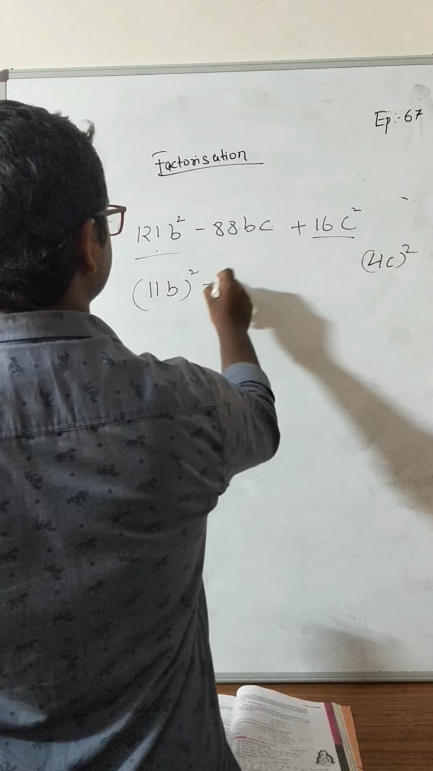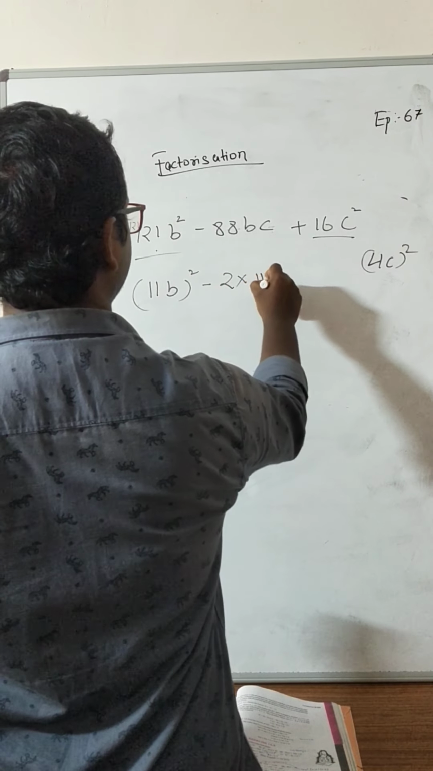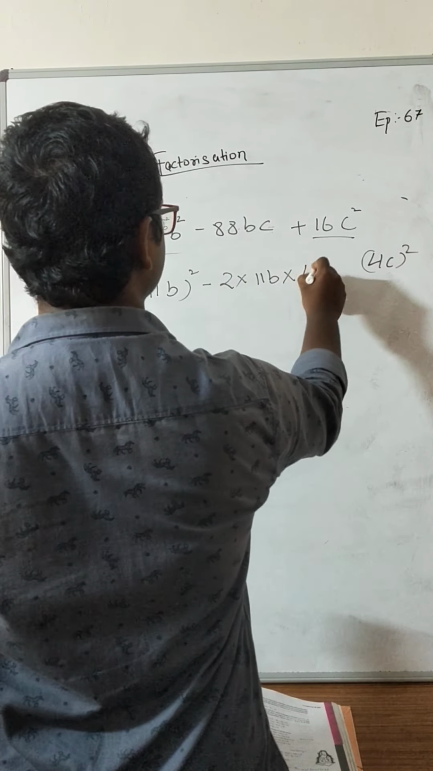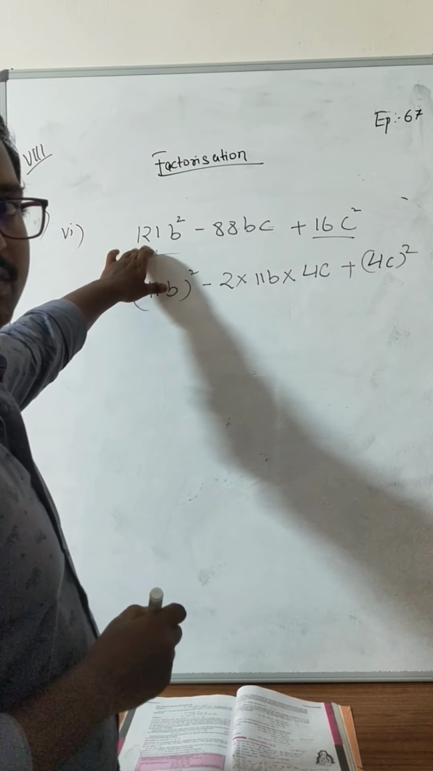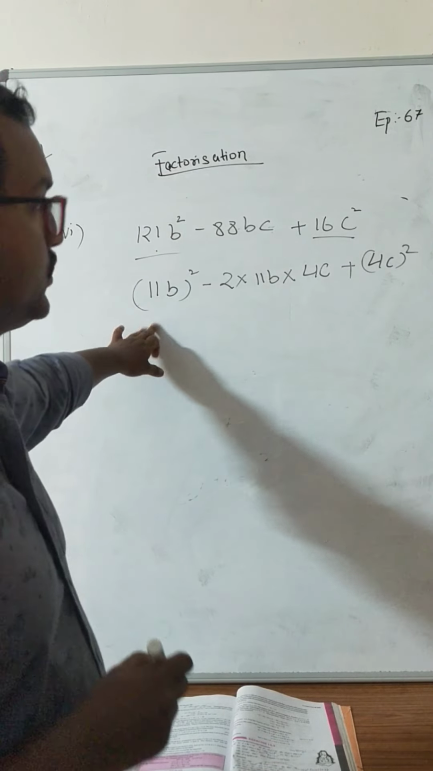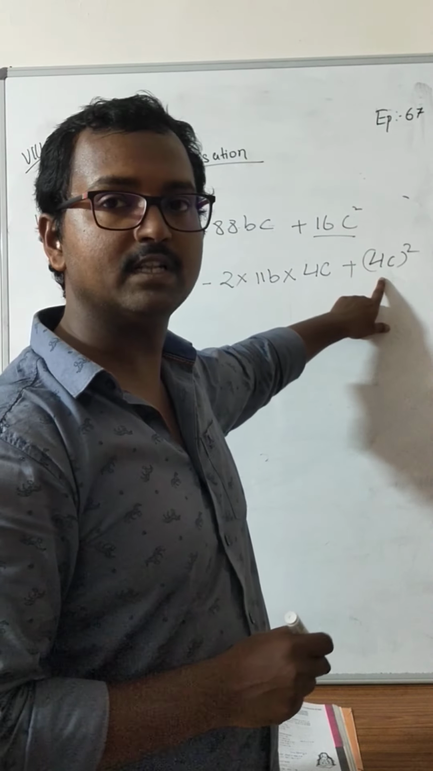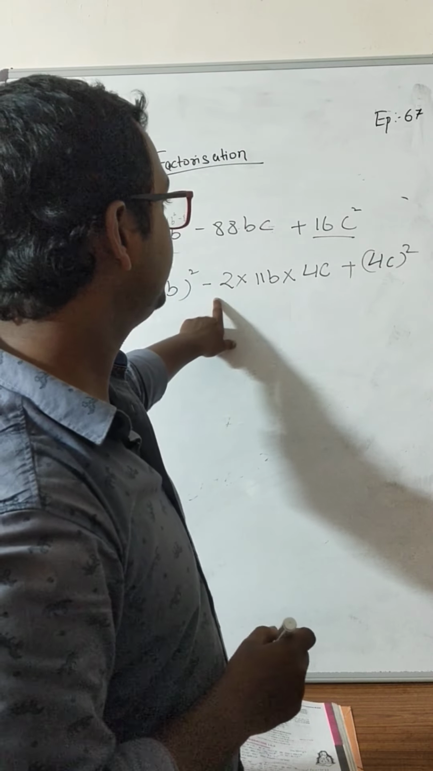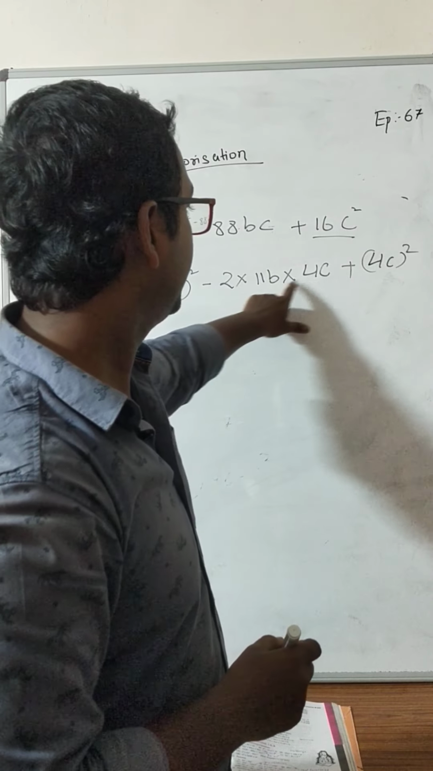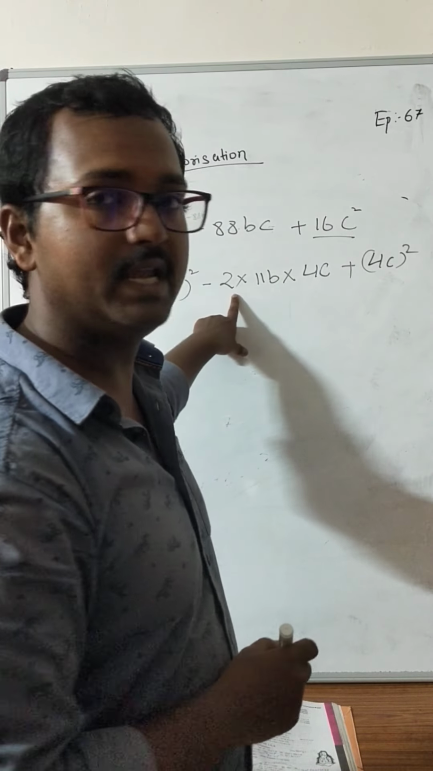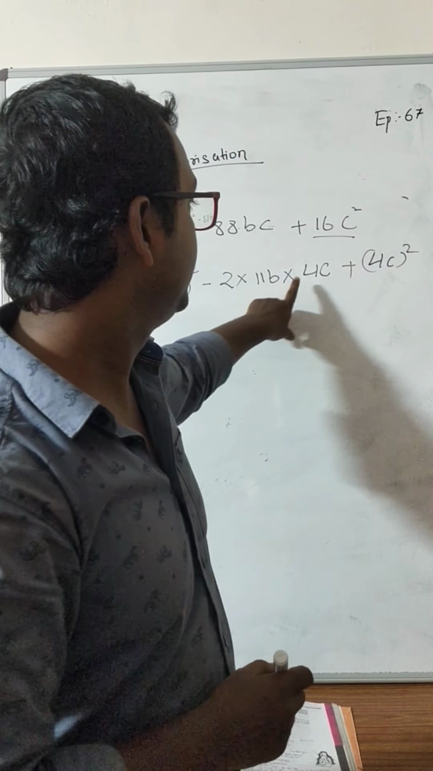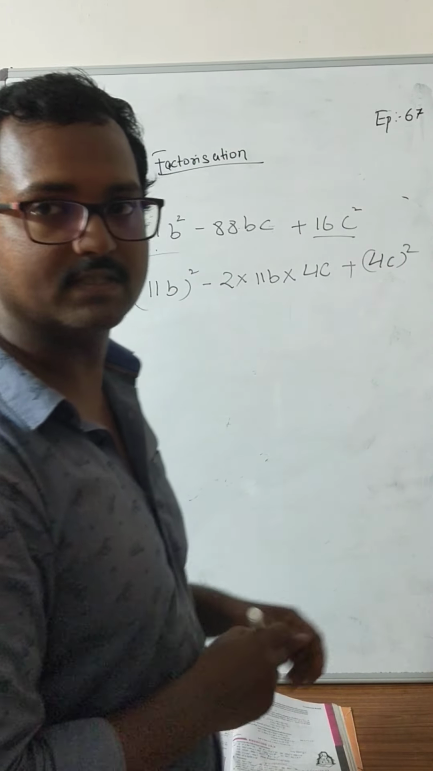Now minus 2 into a, which is 11b, into b, which is 4c. So 121b square can be written as 11b whole square, and 16c square can be written as 4c whole square. Then in between we have 2 into a and b. Now multiply it and see if you are getting 88 or not. 4 into 2 is 8, 8 into 11 is 88, into b into c, 88bc. Yes, we have done it correctly.